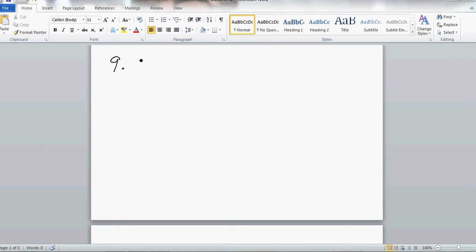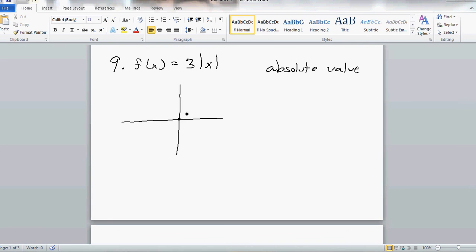Number 9, f of x equals 3 times the absolute value of x. Okay, it should be rather obvious. We're talking absolute value. The absolute value function is what we're talking about in this particular case. So I can just put my points 0, 0, 1, 1, 2, 2, negative 1, 1, negative 2, 2, and I know it's going to have a V shape. Those are the things I know right now.